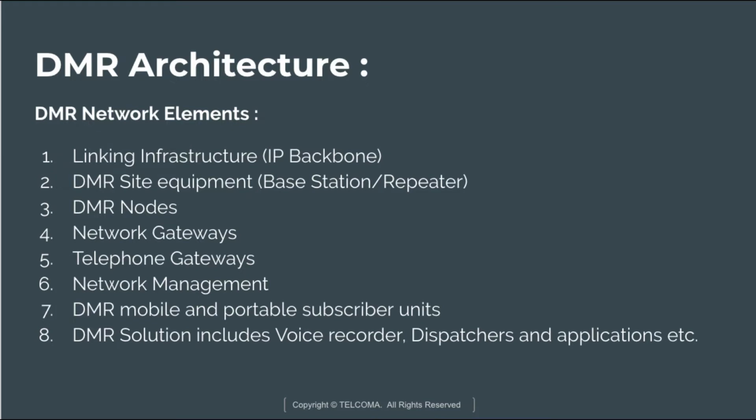The fifth one is the telephone gateway. This telephone gateway supports direct communication between radios and external telephones through the PSTN and PABX. The sixth one is network management. Network management includes enable fleet, enable monitor and enable report. The seventh is the DMR mobile and portable subscriber unit, which is used to communicate between radio users and other network connected devices. The last one is DMR solutions, which include voice recorders, dispatchers and applications, etc. So these are the network elements related to DMR. Let's discuss these elements one by one.